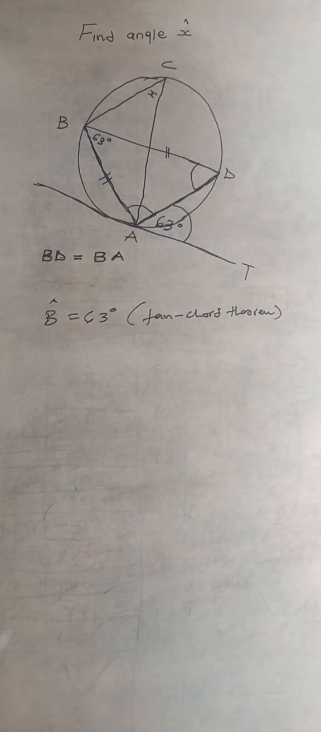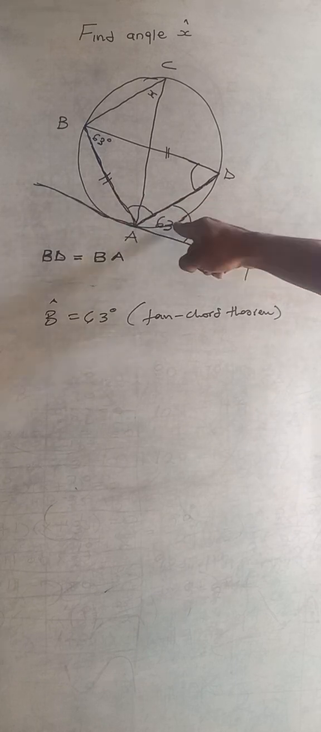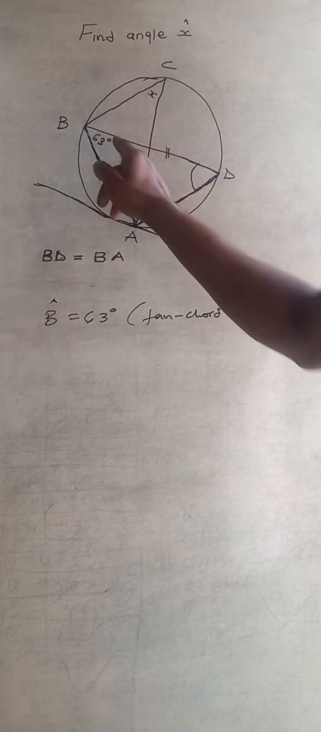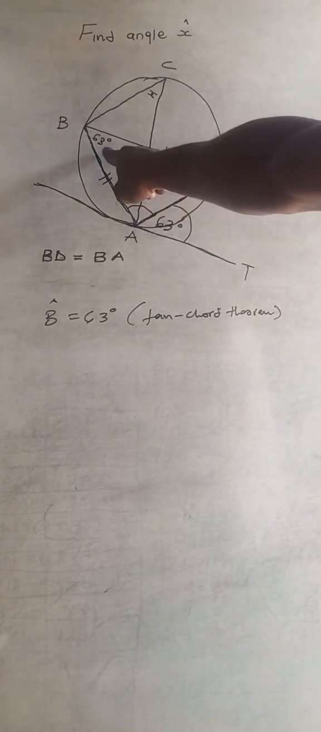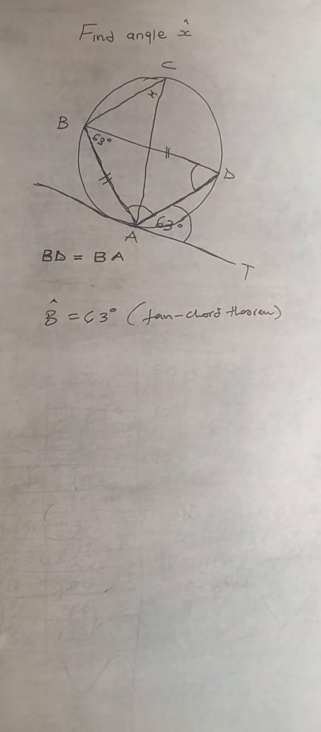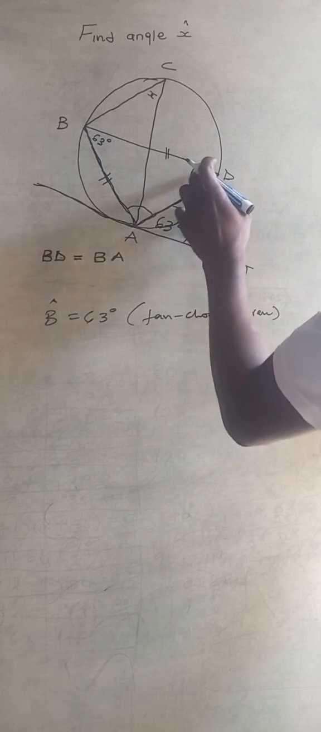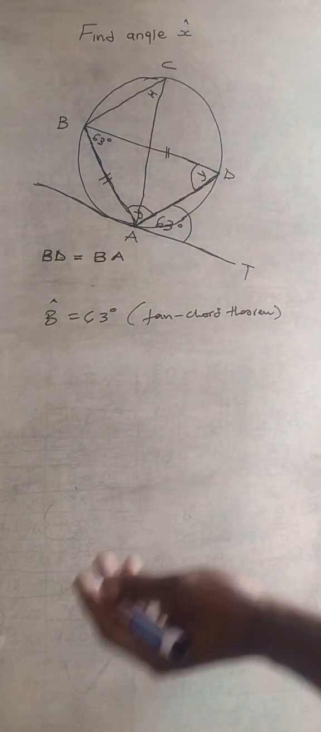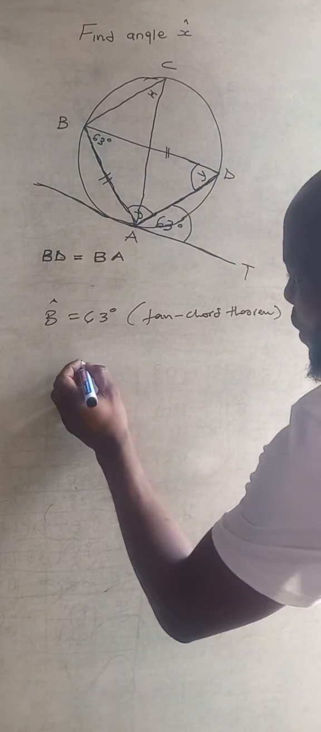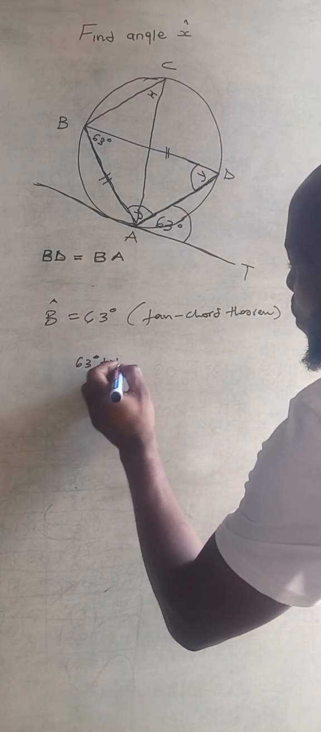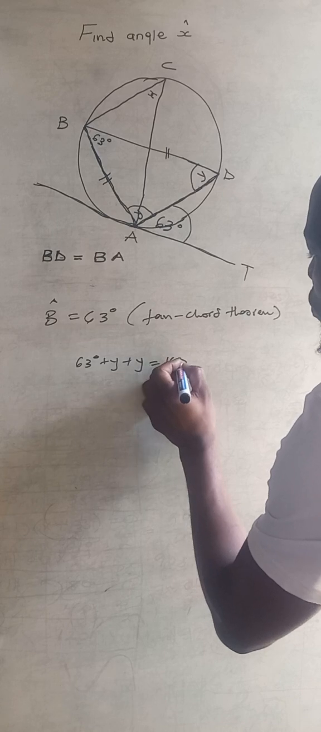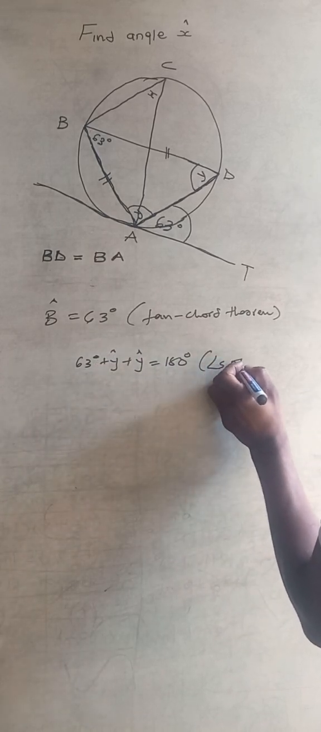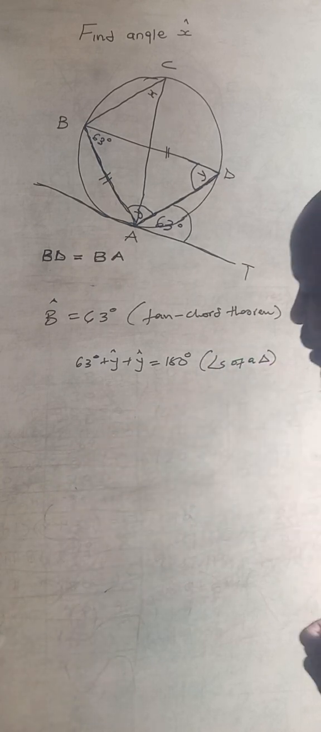theorem. The tan-cot theorem says the angle between a tangent and a chord is equal to the angle in the alternate segment. So this is 63 degrees. Since we said these two angles are equal, let's say this is y and this will also be y. Then we can calculate for y. We know that 63 degrees plus 2y is equal to 180 degrees. What is the reason? Angles of a triangle.